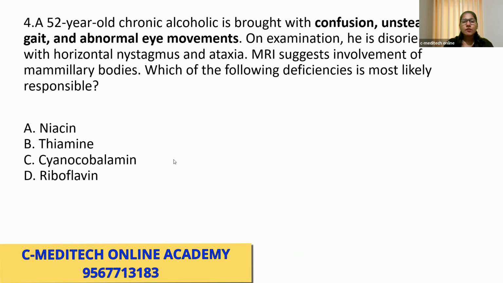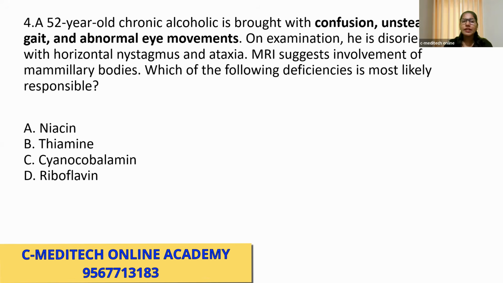Question number 4. A 52-year-old chronic alcoholic is brought with confusion, unsteady gait and abnormal eye movements. On examination, he is disoriented with horizontal nystagmus and ataxia. MRI suggests involvement of mammillary bodies. Which of the following deficiency is most likely responsible?